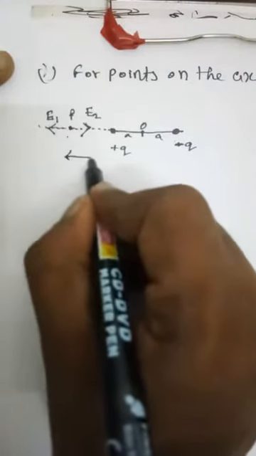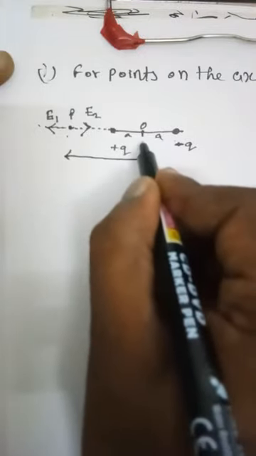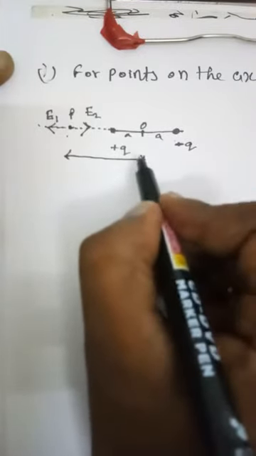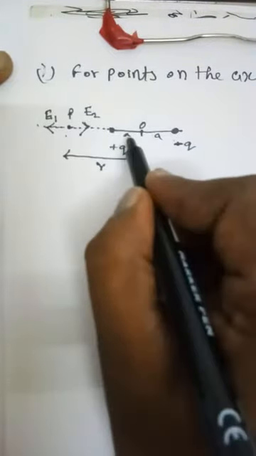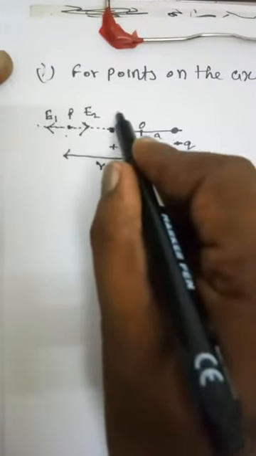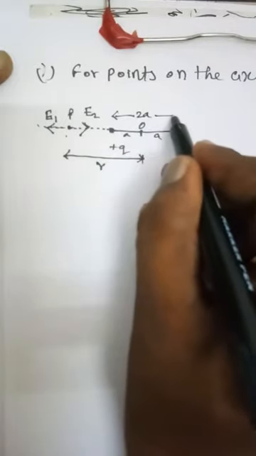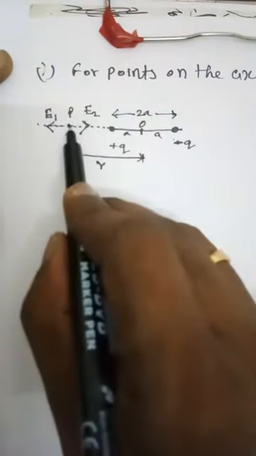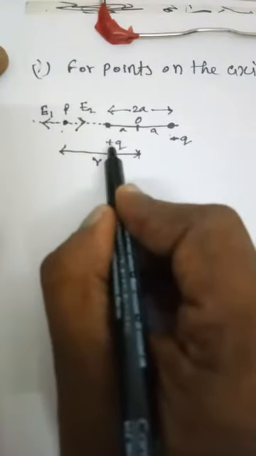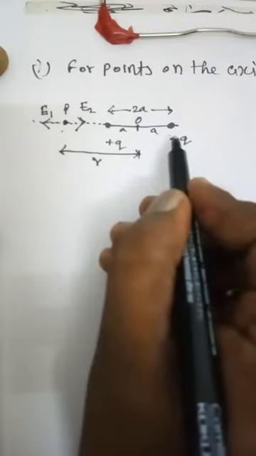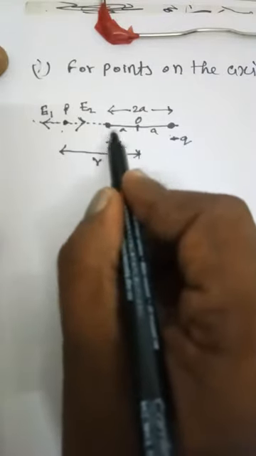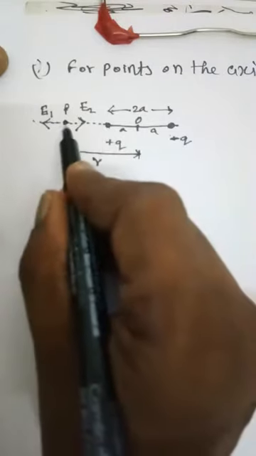From the point P to the center of the dipole, it's r. Now this is a, a, or total 2a. How much electric field is produced at this point? That is our question. So now see, first you consider E plus q, then next minus q. First find the electric field from plus q to point P.